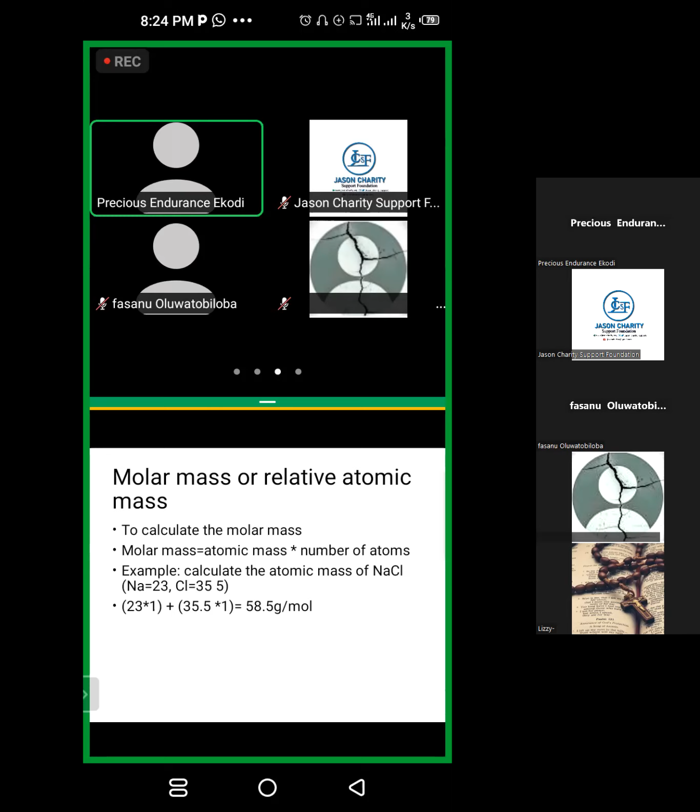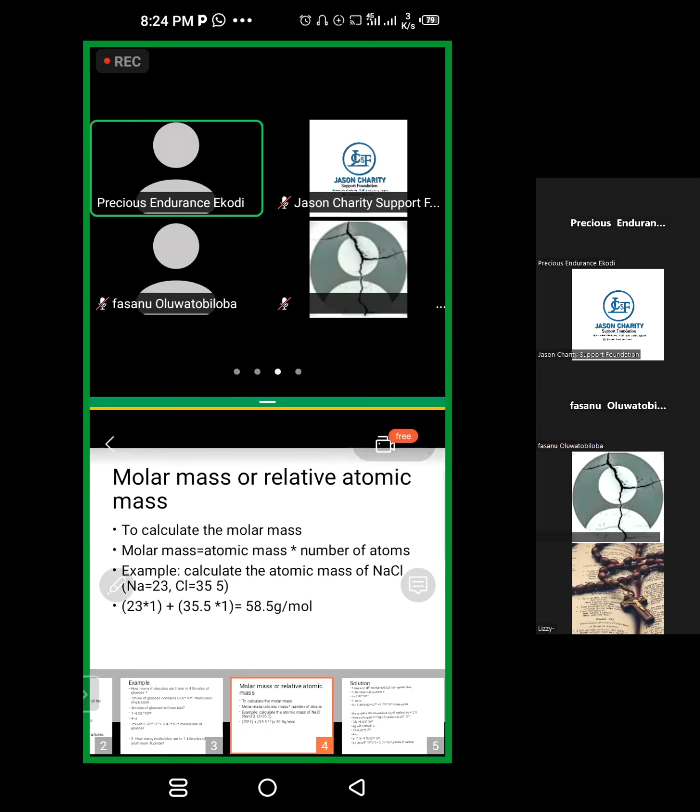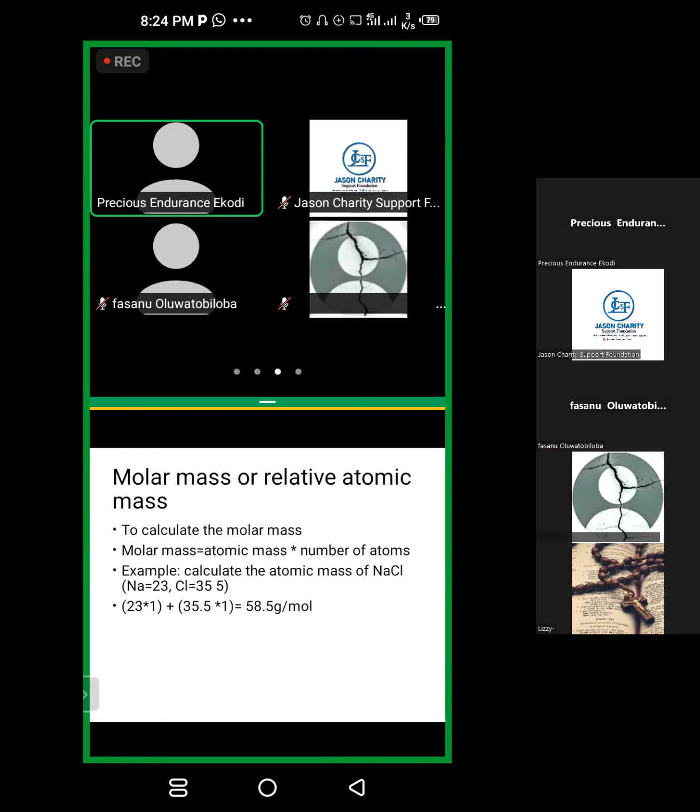For the case of, say, sodium trioxocarbonate, which is Na2CO3, we have 2 atoms of sodium and 1 atom of carbon with 3 atoms of oxygen. There you have 23 times 2 for sodium. For carbon will be 12 times 1.